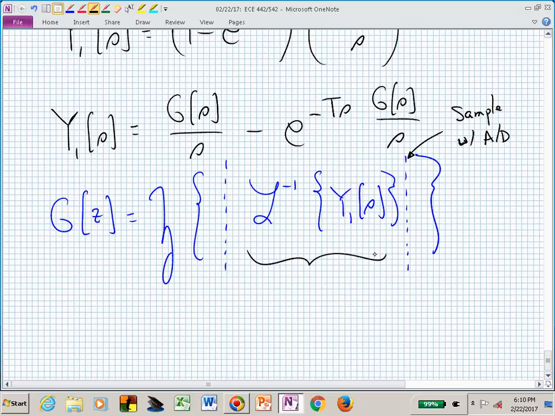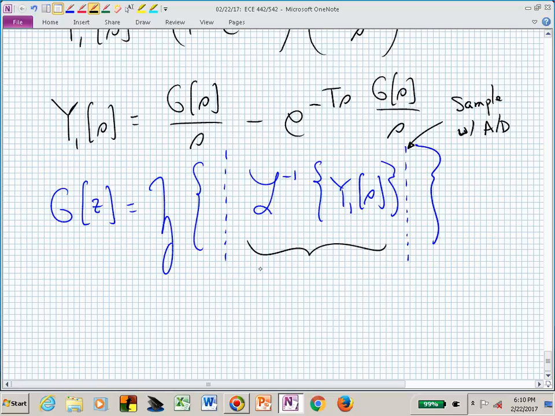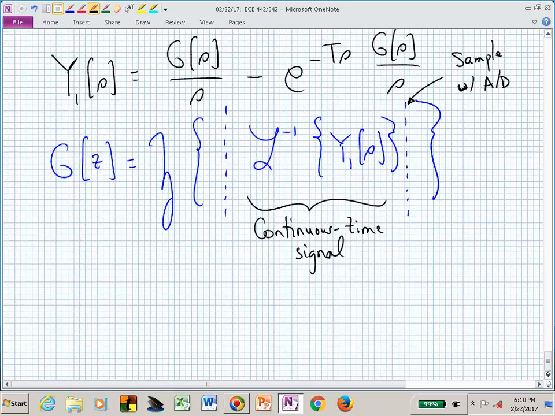This is just little y sub 1 of t, which is my continuous time signal. That's the unit pulse response of my system. And this piece, that curly bracket, is now underlining or identifying what's coming out from the sampling process. This is now a discrete time signal.